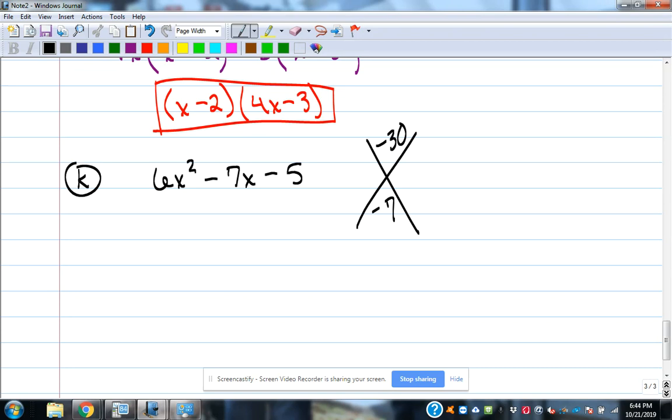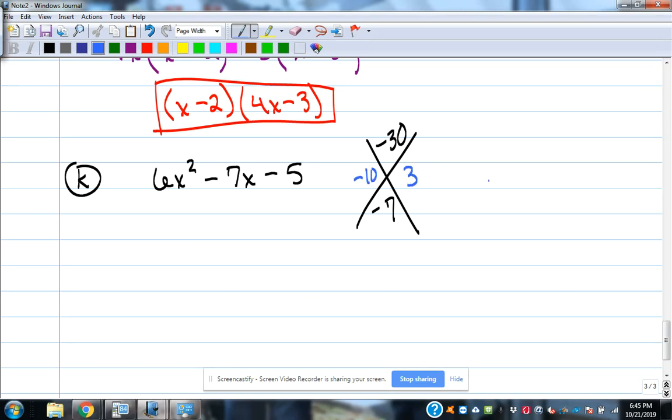6 and 5. So negative 6 plus positive 5 is negative 1. That's not good. 2 and 15. Negative 15 plus positive 2 is negative 13. Still no good. What else? That's where knowing your multiplication tables is pretty helpful. Negative 10 and 3.